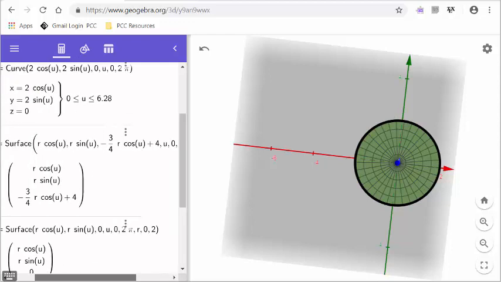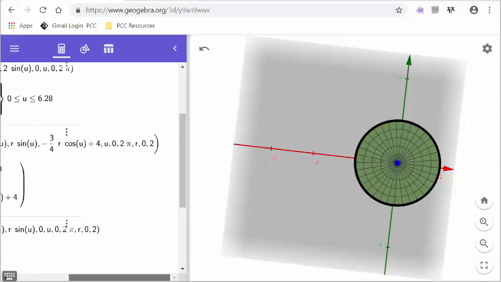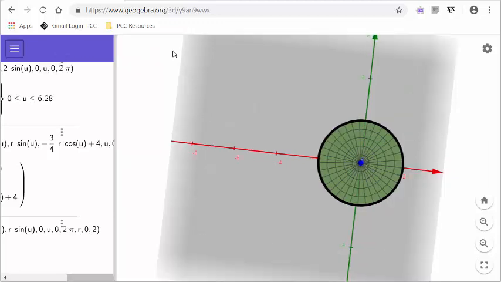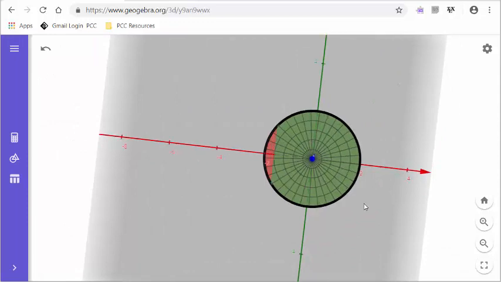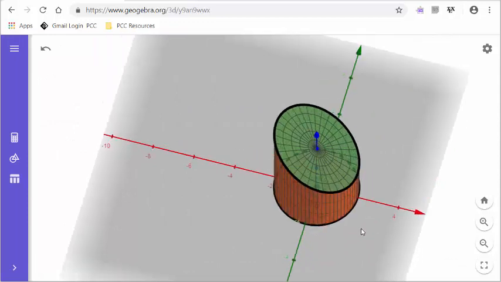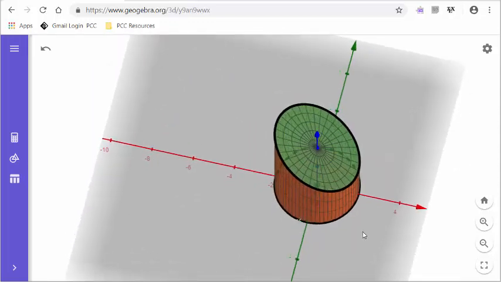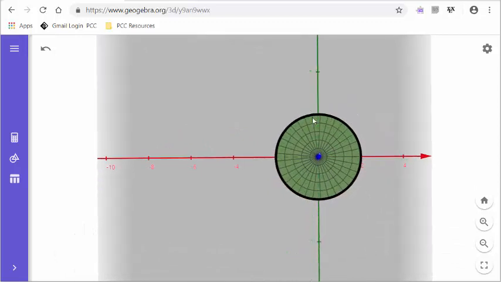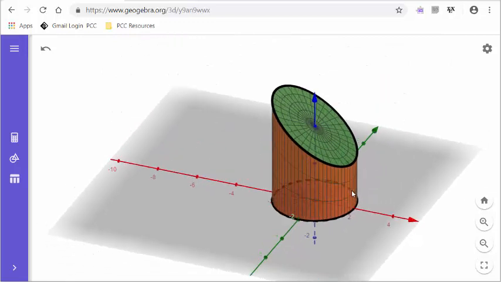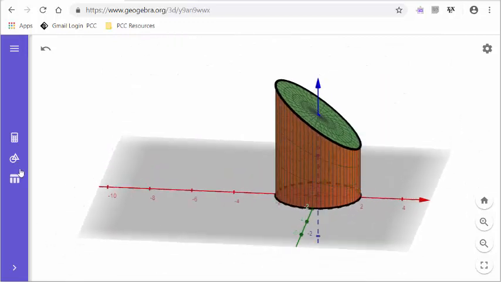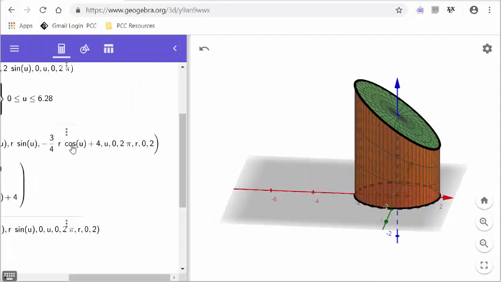I switched the v to an r just because I'm recognizing right away that that v value is really the radius of this, but I could have left it to be just the same and it wouldn't have changed anything. We can see that this green surface within those restrictions is giving us this circle in our x and y directions, and in the z direction it's given by this -3/4 r cosine of u plus 4.